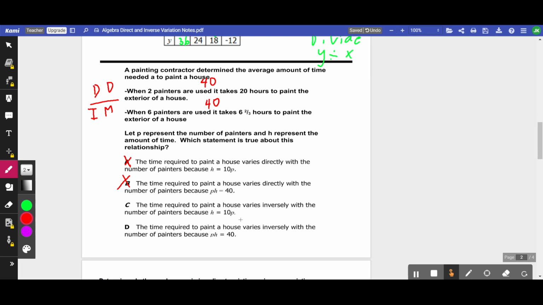40 here. 10 times the painters, 10 times 2 would be 20, but 10 times 6 wouldn't be 6 2/3. So plus, this equation matches direct variation instead. So this will be D there. And plus, another way to tell this is that the more painters you have, the less time it would take, and the less painters you have, the more time it would take. So you would also know that this would be an inverse variation automatically.